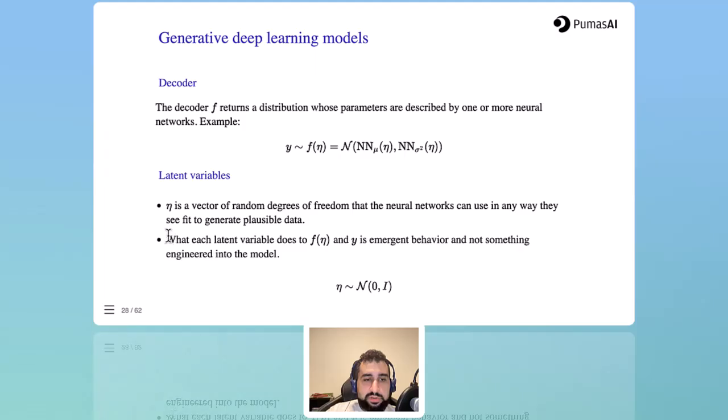So as we say here, what each latent variable does to y or to f of eta is most of the time emergent behavior, unless you try to explicitly build it into the model. And most of the time it's not something that's actually engineered into the model, because the main goal here is to just learn the distribution of the data regardless of what this lower dimensional representation or these latent variables actually mean. Their meaning is often of secondary importance in many of these use cases.